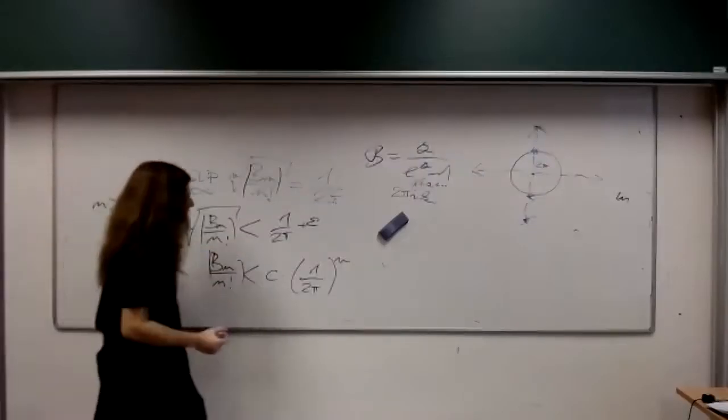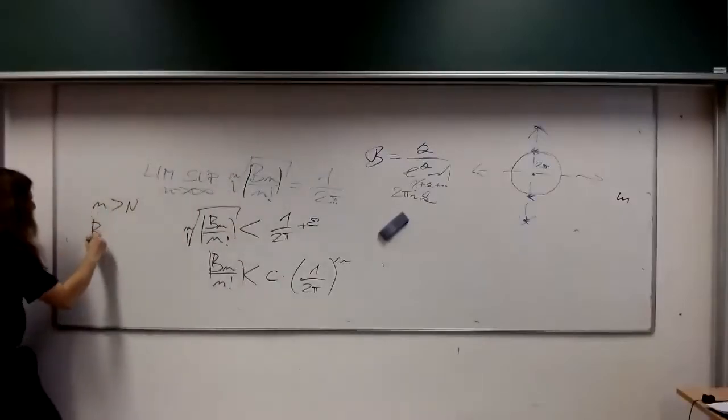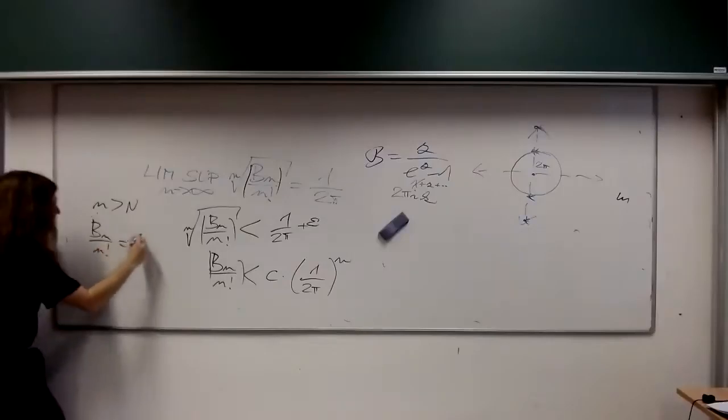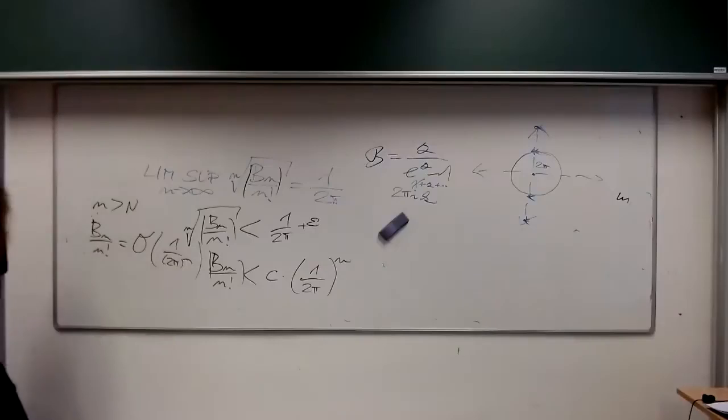So this is very rough, but already this tells us that Bn over n factorial is O of 1 over 2 pi to the power of n. And that's just information for free. We did next to nothing, and yet we get such a nice result.